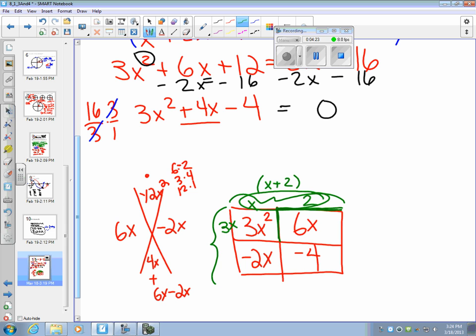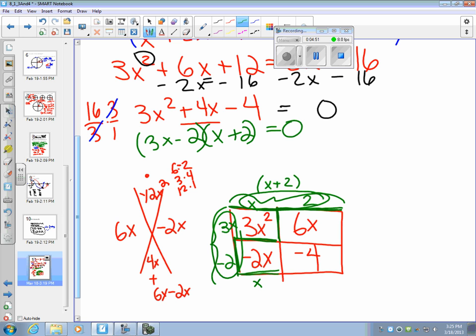How about over here? I know this side is x, so that means this side is x, and this side is x. How long does that have to be? Negative 2. Good. So there's my other factor, 3x minus 2. So I have (3x minus 2) times (x plus 2) equals 0.